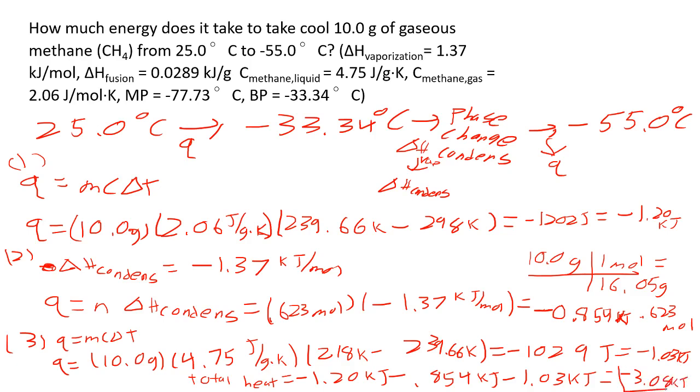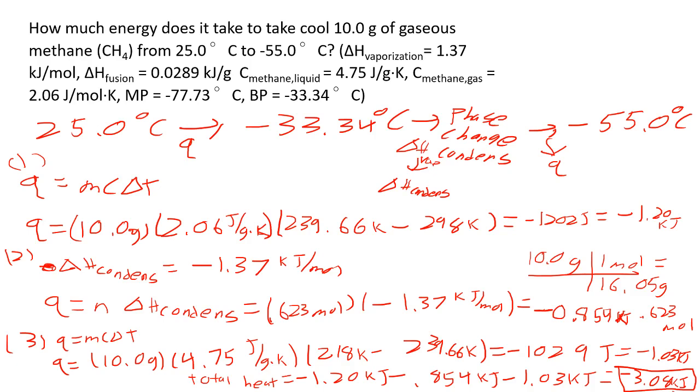So this is going to be the amount of heat lost if I want to take 10 grams of gaseous methane and change it from 25 degrees Celsius to negative 55 degrees Celsius. Note that this does take a little while, so you want to get used to being able to organize these problems. You'll notice it was very systematic in nature. These are done very similarly.